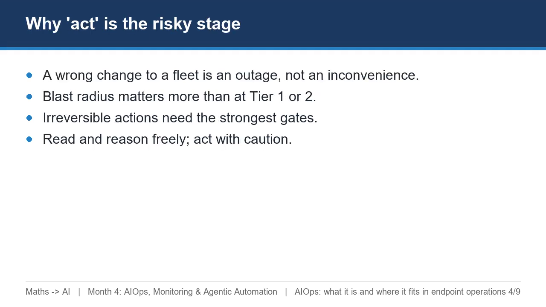Why single out the act stage? Because at Tier 3 you operate at fleet scale. A wrong automated change pushed to 1,000 laptops isn't an annoyance, it's an outage. The blast radius is enormous compared with fixing one user's machine. So the rule is simple: read and reason as freely as you like, but act with real caution, and gate anything irreversible behind a human.